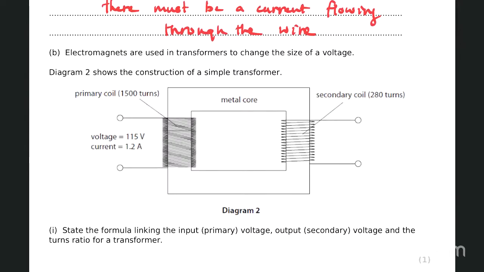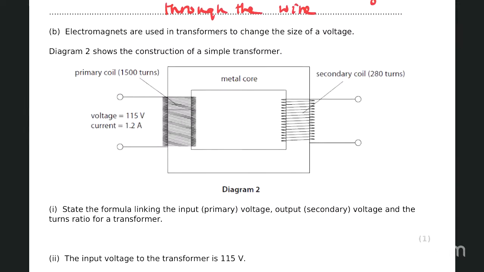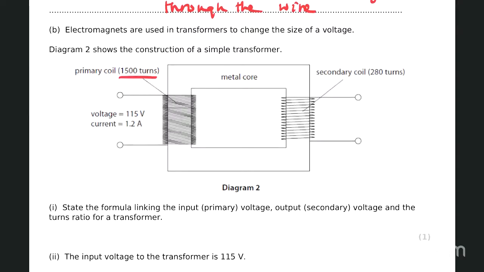Okay. Then part B, electromagnets are used in transformers to change the size of a voltage. So diagram 2 shows the construction of a simple transformer. Primary coil having 1500 turns, and the voltage and the current values are given. There's a metal core, and the secondary coil you can see 280 turns. So in the theory note, I mentioned that the voltage is directly proportional to the number of turns. So here you can see 1500 being reduced to 280. So which means definitely this is going to be a step down transformer, right?